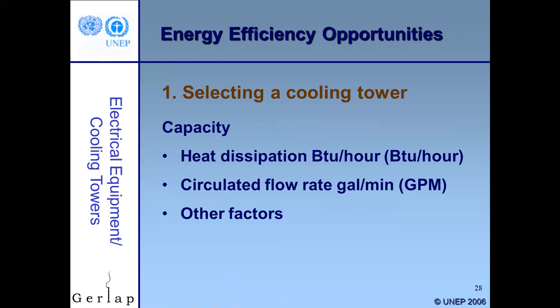That comes from the process. What is it you're cooling? Is it a condenser on a chiller, or is it a bunch of industrial processes? You've got to figure out how much heat you're going to have to reject. That's one of the basic parameters for tower selection. Circulated flow rate in gallons per minute, GPM. So we know how much heat, and we know how much water we're going to circulate. That's going to tell us how much temperature drop we need across the tower, which helps us size the tower. And there are other factors.